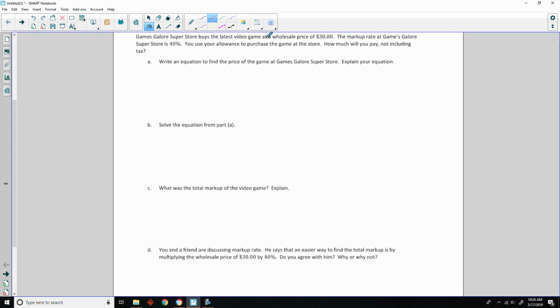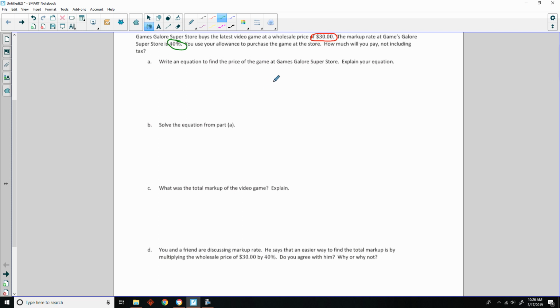The markup rate at Games Galore Superstore is 40%. Okay, so there's a wholesale price of $30 and a markup of 40%. So they pay $30 for a video game. Let's say they purchase directly from EA Sports and they buy the new Madden 2019 game. They're going to pay $30 for it. They then mark it up 40% and sell it to the general public, including you, for this amount.